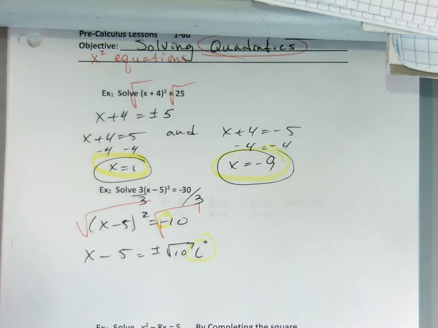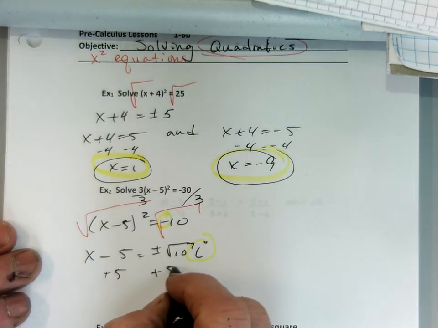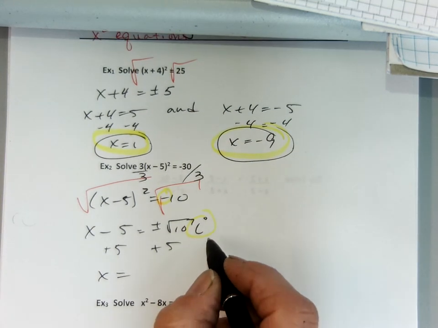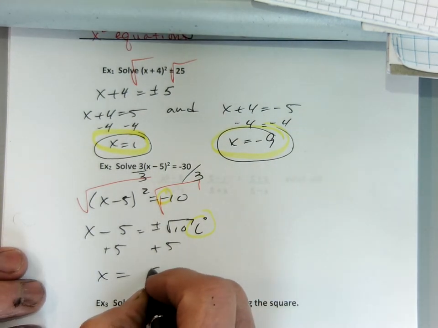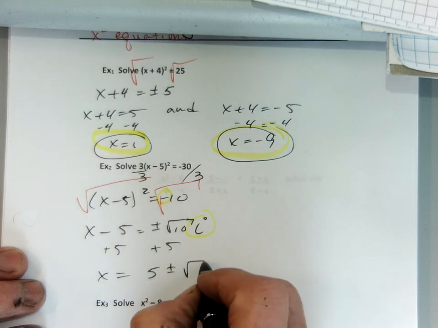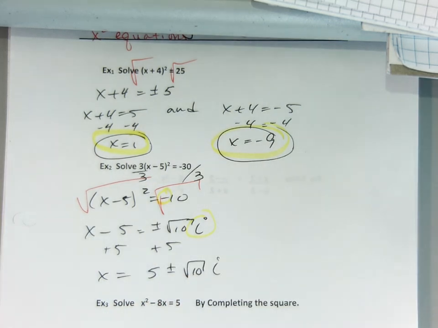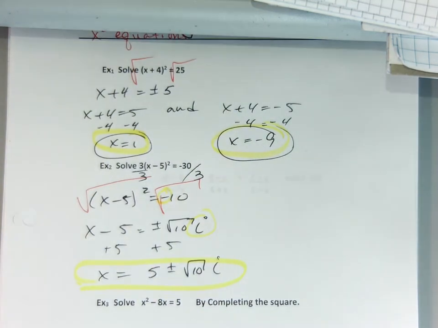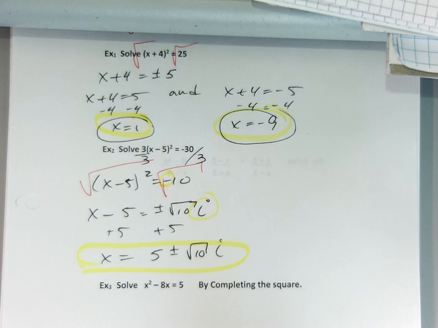So then I'm going to add 5. And you cannot add them really because that's a whole number. And that's an irrational imaginary number. So I'm just going to go 5 plus or minus the square root of 10i. And that's my answer. I have 2 answers. I have 2. You ready for this? I have 2 complex, irrational numbers. Whew! Wow.